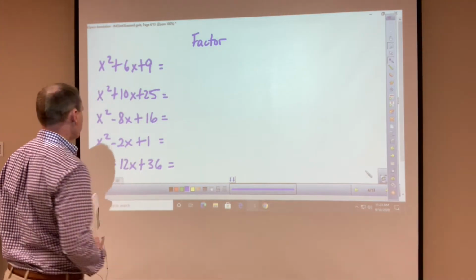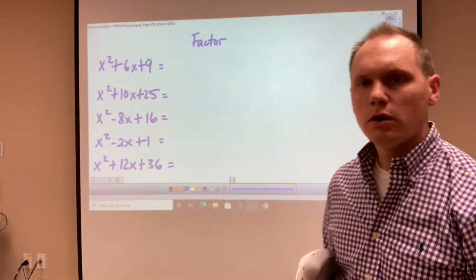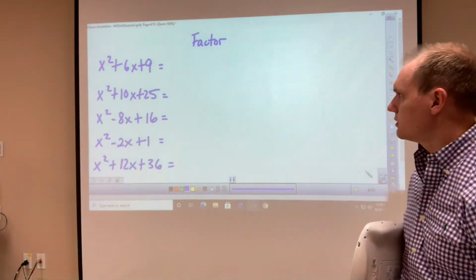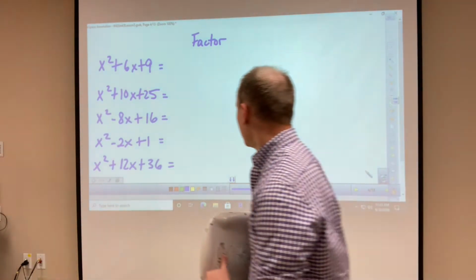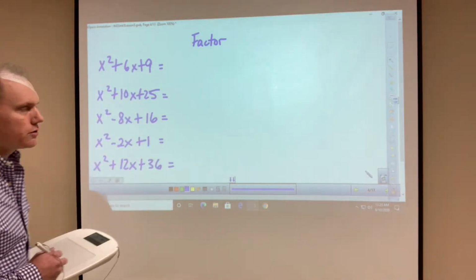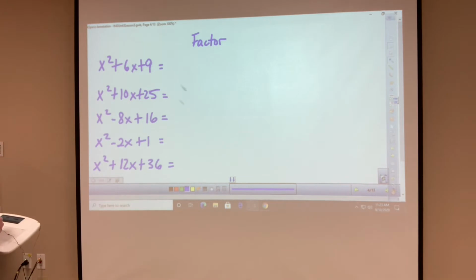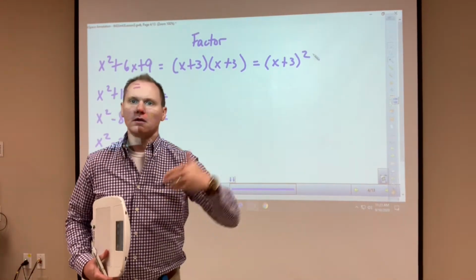All right, before we do that, I'd like to introduce you to this idea. I want you to try to factor these 5 and see what you get. All right, so if you factor these 5 here, hopefully you'll start to notice a pattern. So let's go through each one. This first one factors to x plus 3 times x plus 3, which is x plus 3 squared, right? Anything times itself is x plus 3 squared.